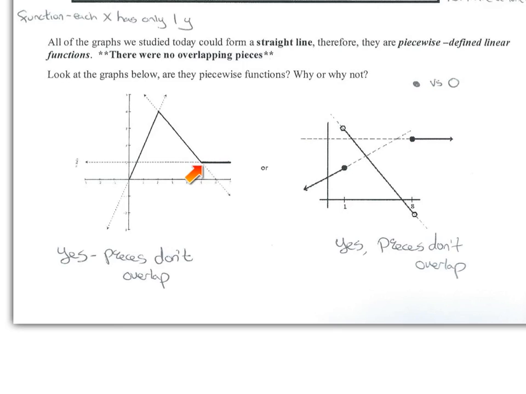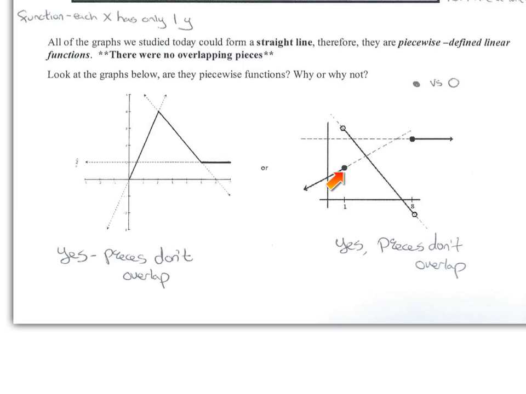All of these are linear lines, straight lines. They do not overlap each other. So yes, the pieces don't overlap. On this one here, if I don't include the dotted parts of the lines, that is a linear function. They are all linear lines, straight lines. They do not overlap, so they are piecewise linear functions.